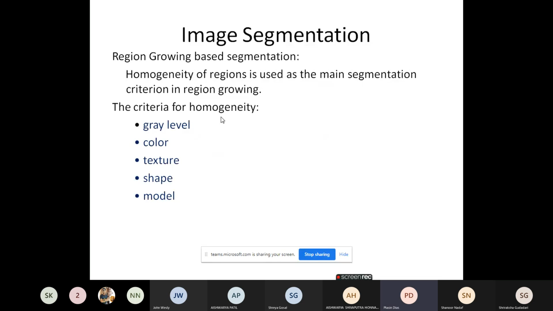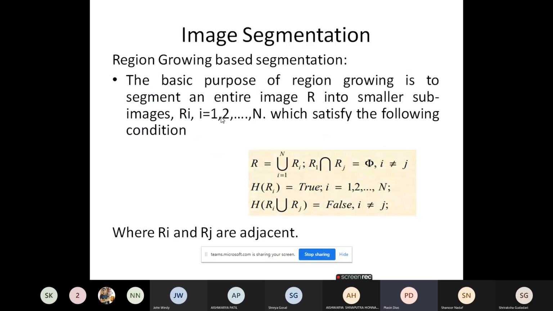So when I say you have to go for homogeneity of the regions, you have to think about certain parameters or criteria. Maybe you are talking about gray level, color, texture, shape, model. You are trying to pick those words for your homogeneity aspects. Just check here.